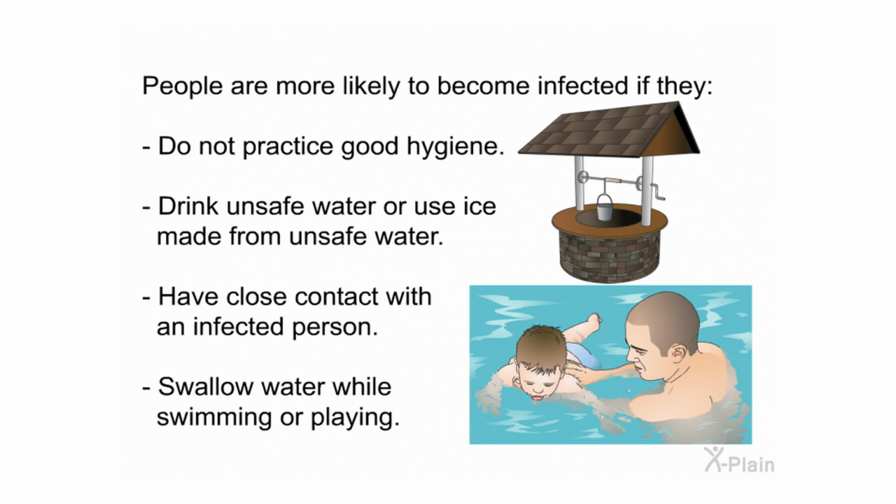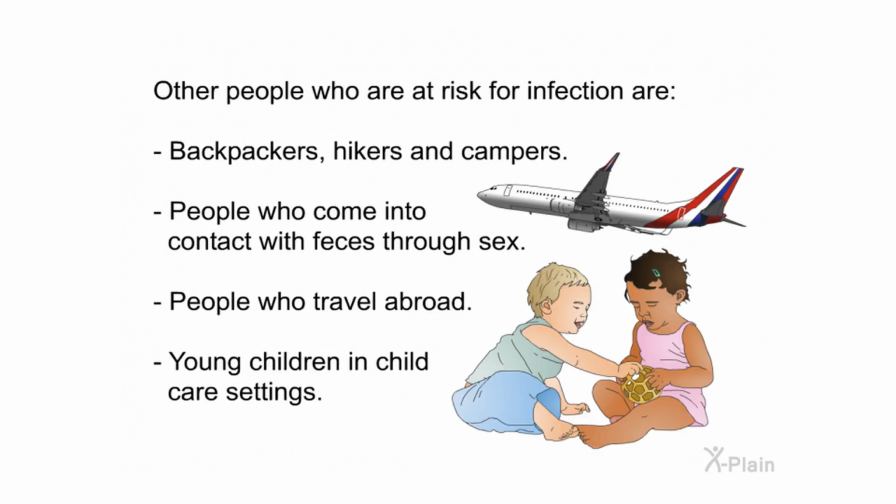People are more likely to become infected if they do not practice good hygiene, drink unsafe water or use ice made from unsafe water, have close contact with an infected person, swallow water while swimming or playing. Other people who are at risk for infection are backpackers, hikers, and campers, people who come into contact with feces through sex, people who travel abroad, young children in child care settings.